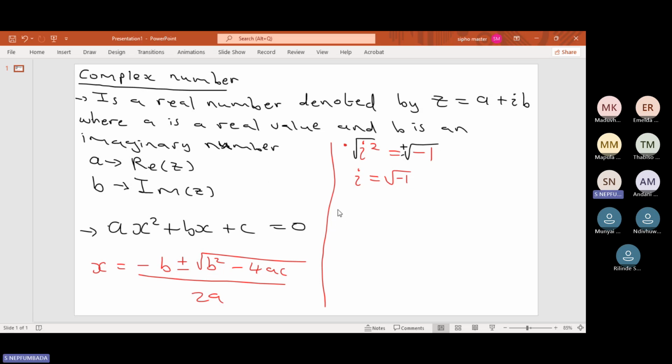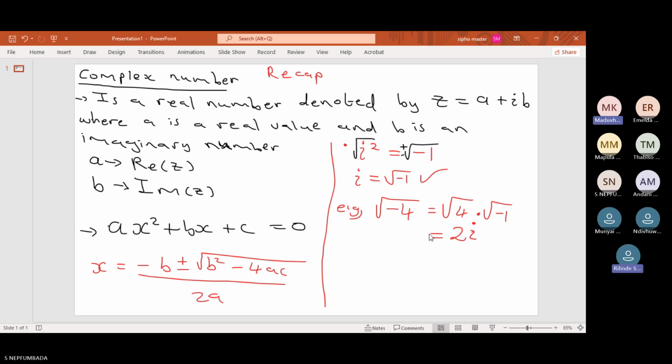So that's why when we say simplify the square root of -4, this is the same as the square root of 4 multiplied by the square root of -1. Remember, this is a recap. We did this. The square root of 4 is 2. The square root of -1 is our i. Are we still together? Yes. Okay.